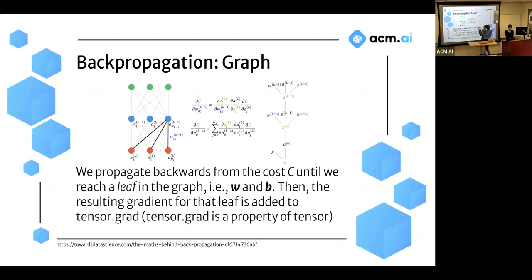And as we populate this computation graph, we reach any of these leaves, usually weights that don't really rely on anything else. When we reach these leaves, that's when we say, okay, the resulting gradient that we have here is added to tensor.grad. And this is the important part about why we do optimizer.zero_grad, right?